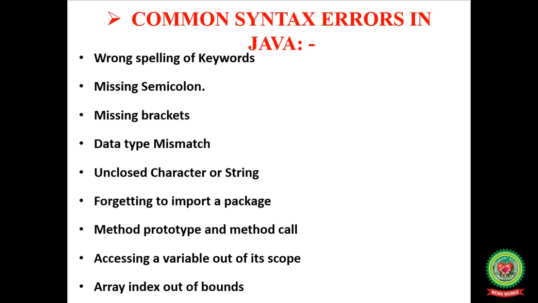Next is accessing a variable out of its scope. A variable is bounded within its block, so when we try to use that variable outside the block, there also occurs a compilation error. Last is array index out of bounds. In the case of arrays, the cell numbers begin with 0. So when we declare an array with, let's suppose, size equal to 5 and we are accessing element number 6, then it will give an array out of bounds error.